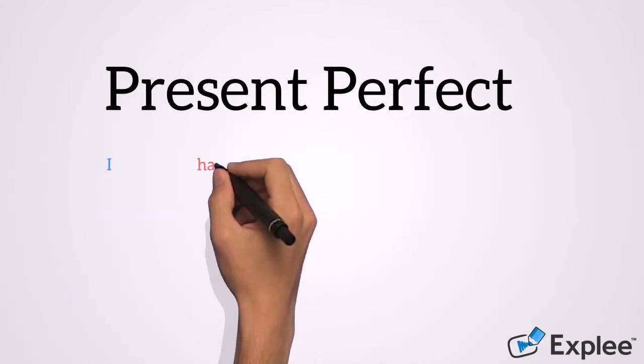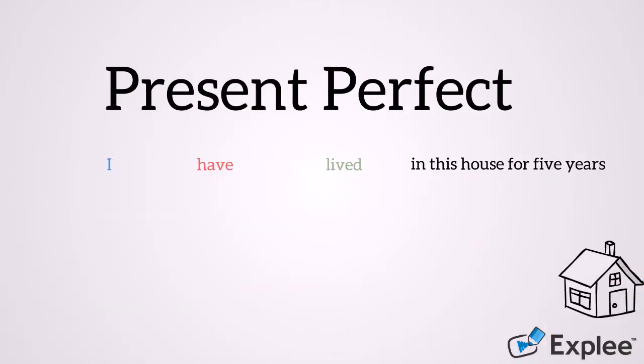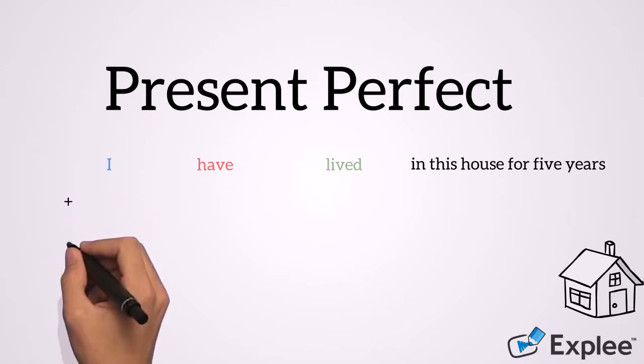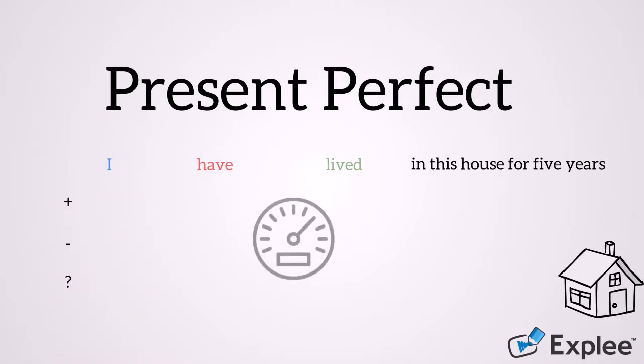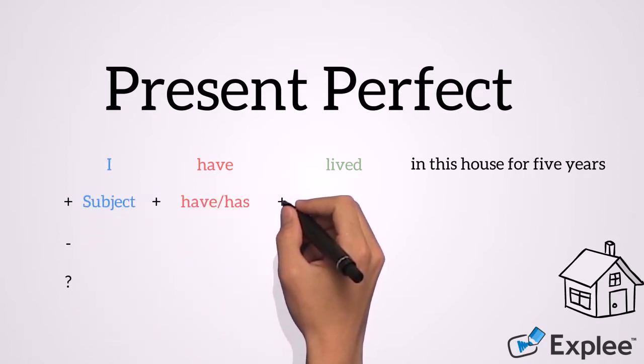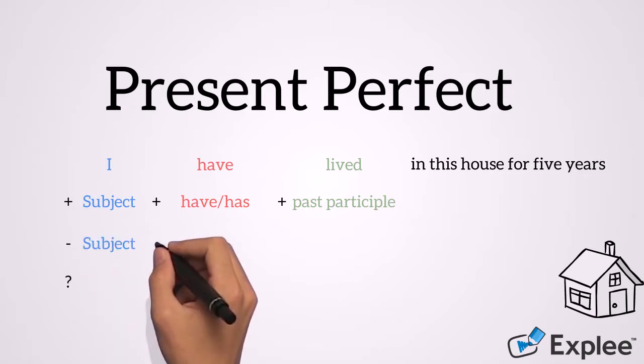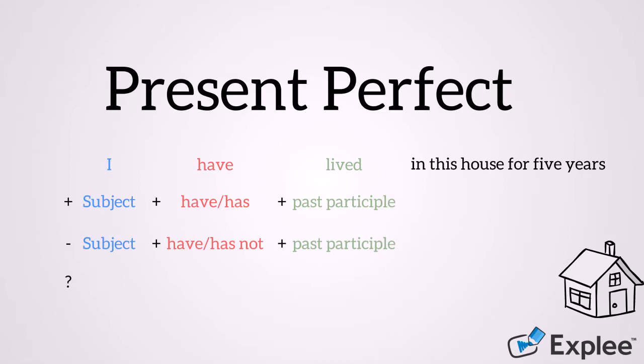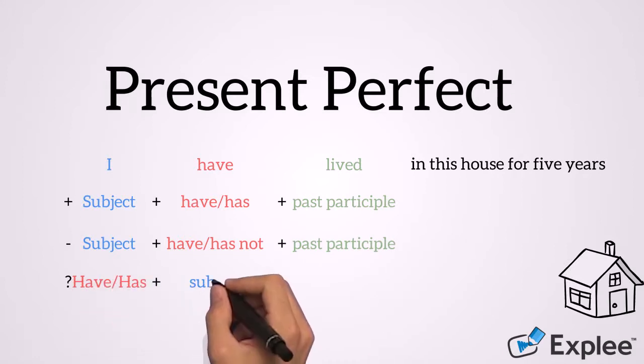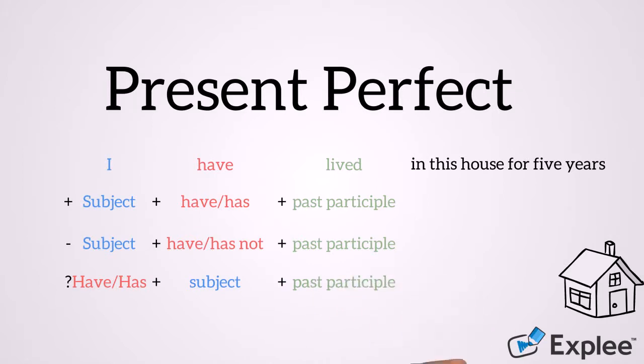Now let's look at how we construct the present perfect. Pause the video and think about how you make a positive, negative and question sentence. To make a positive sentence, we use have or has plus the past participle verb form. To make a negative sentence, we use have or has not. To make a question, have or has goes before the subject.